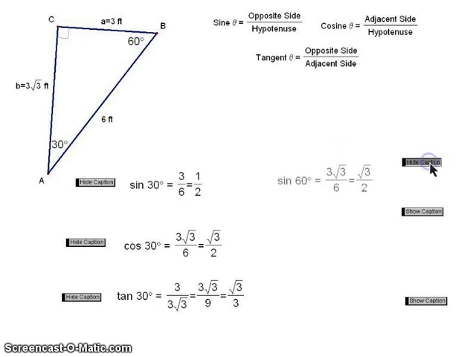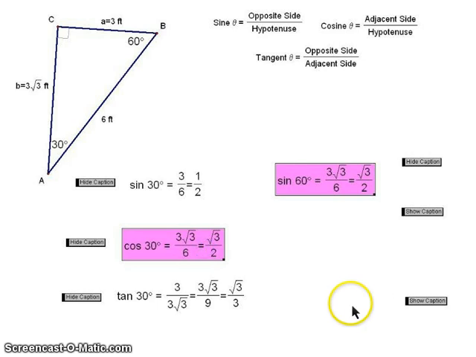First, you find the sine. You go opposite side. Opposite side is 3 square root of 3 divided by 6. That simplifies to be the square root of 3 over 2. Do you notice that that answer is the same answer as the cosine of 30 degrees? Those are called cofunctions. More on that later, but that's not a coincidence that those two answers are the same. It has something to do with the CO.